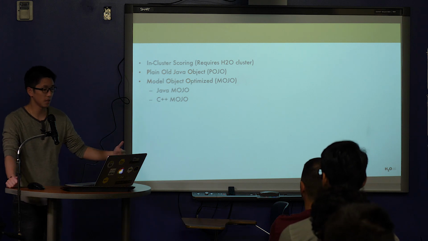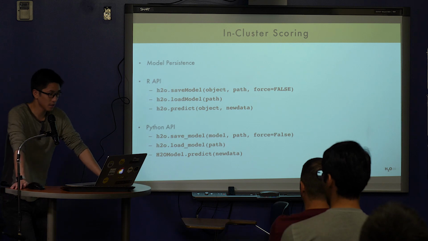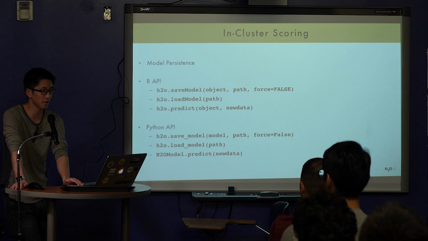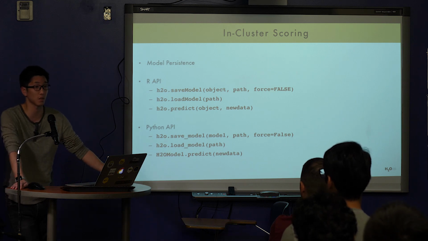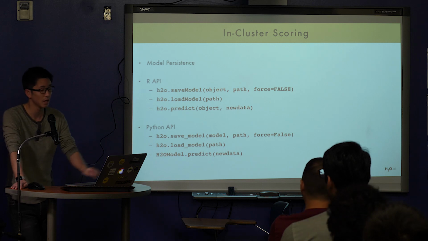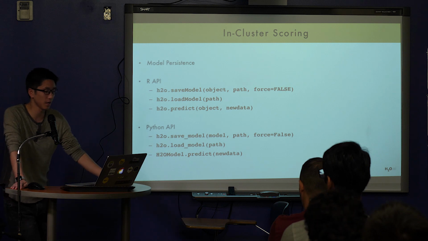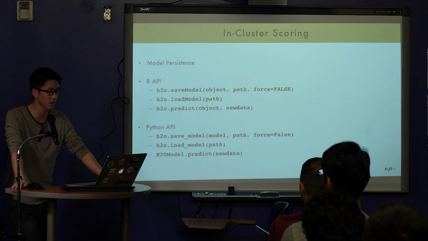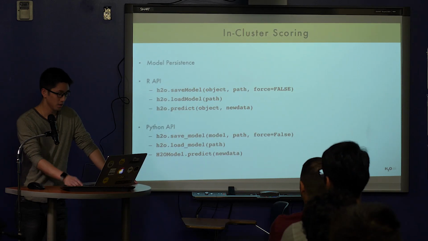And next, then you have the POJO and the MOJO. Inside H2O, you can have a couple different ways of deploying for in-cluster scoring, basically just using the APIs, so either R or Python. And for the most part, it's pretty straightforward. You basically have a model that you can save or load. It's a simple binary, and once you've loaded it, you can simply predict on it again. Very similar to the idea of a scikit-learn pickle.